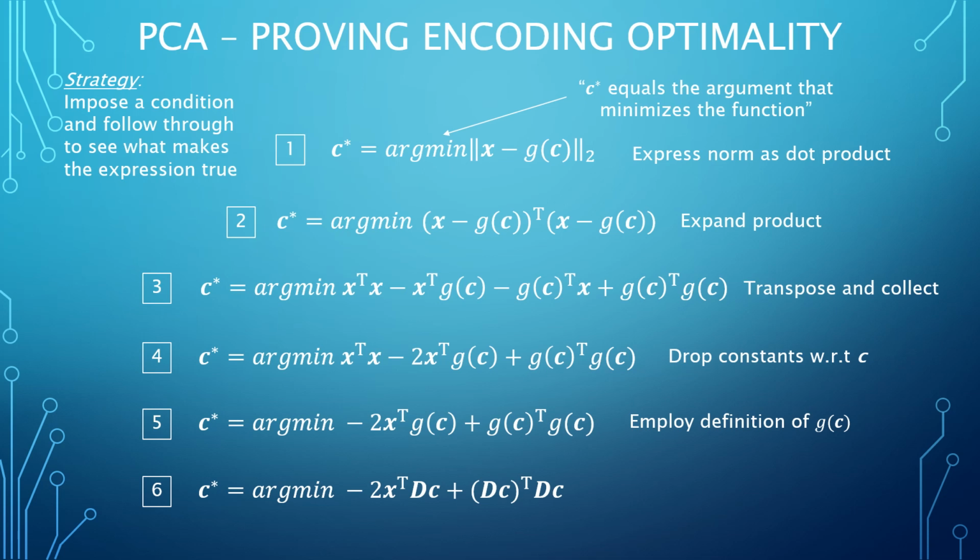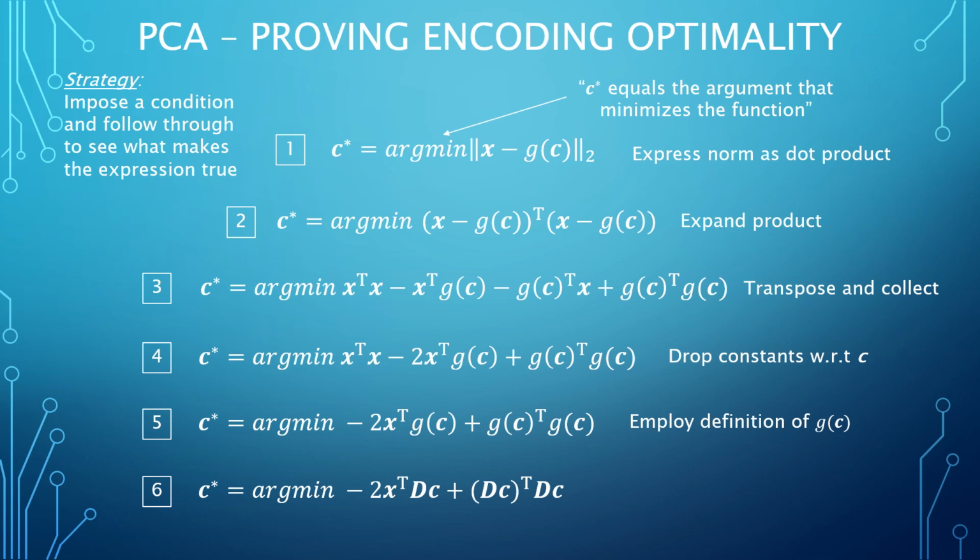At this point, we can push further and look for a solution by substituting in the definition we made for the decompression function, g of C is equal to a matrix D times C. So this creates a term on the right which can be evaluated. The transpose of a matrix product is the product in reverse order of each constituent matrix. So that's what happens from equations 6 to 7.